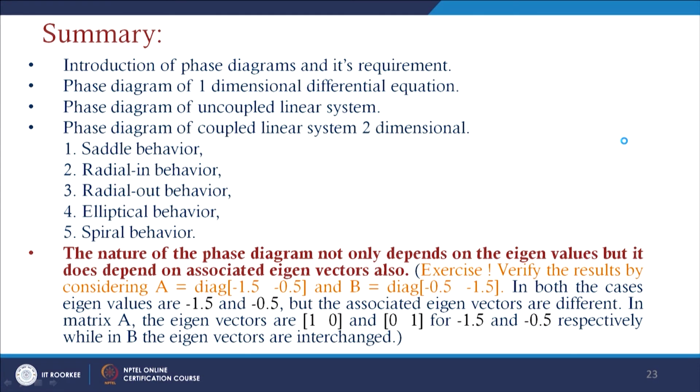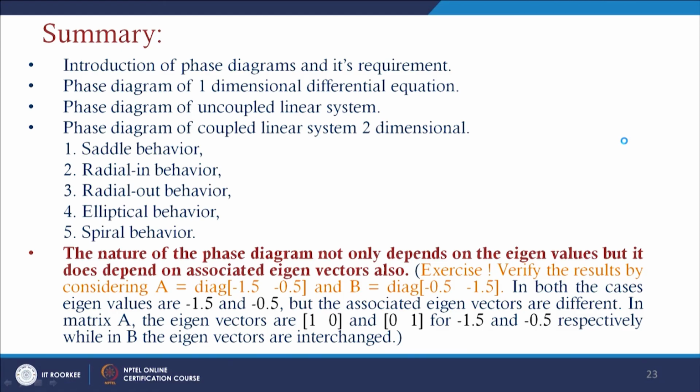And the nature of a phase diagram not only depends on the eigenvalues, but it also depends on the associated eigenvectors. Sometimes if it is not determined based on the eigenvalues, we try to find the associated eigenvectors, and by plotting the eigenvectors we can determine whether the system is representing a stable solution or an unstable solution. Consider a case where A has diagonal entries minus 1.5 and minus 0.5, and B is a system which has minus 0.5 and minus 1.5.